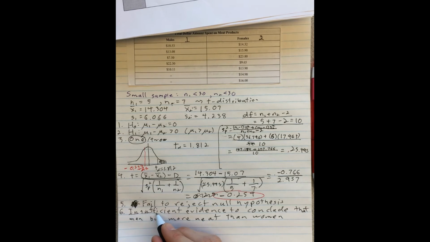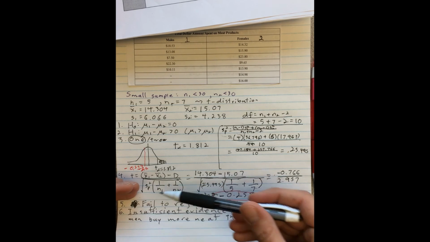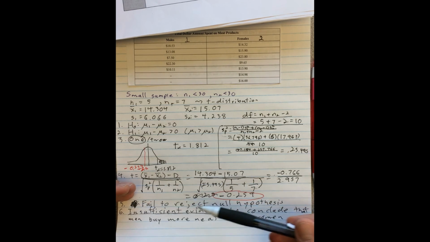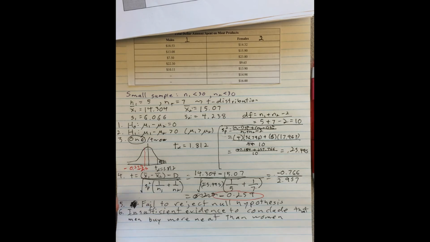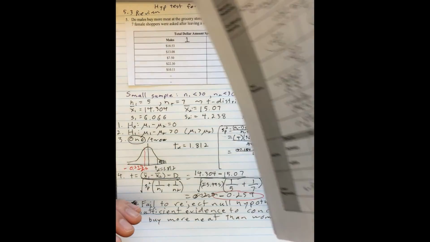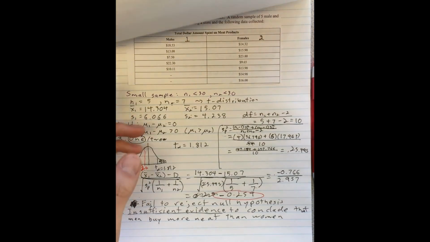Okay, and this insufficient evidence, that's key. Whenever you fail to reject, it means there wasn't enough statistical evidence available to you to make a firm conclusion on that particular hypothesis test. So this is going to be your template for when you fail to reject. In 5, you say, I fail to reject the null hypothesis. In 6, you say there was insufficient evidence to conclude that, and then you talk about whatever the problem is. In this case, men buy more meat than women. We were testing to see if men bought more meat than women. We checked it out, and it turned out there was insufficient evidence. So that's how we do it.